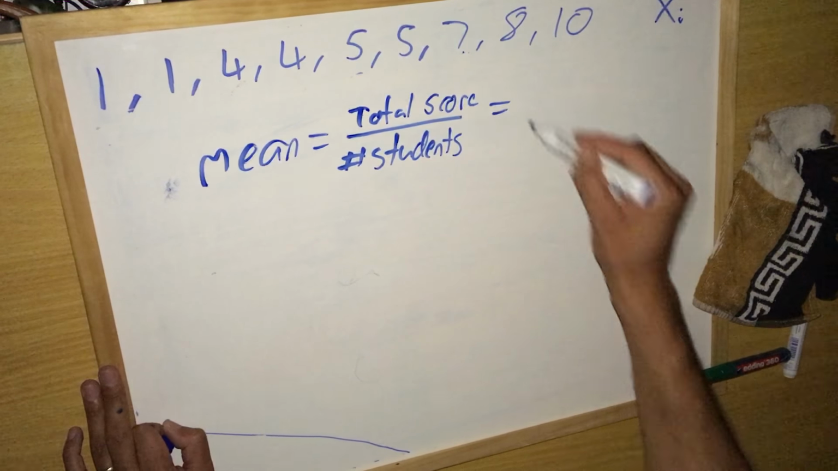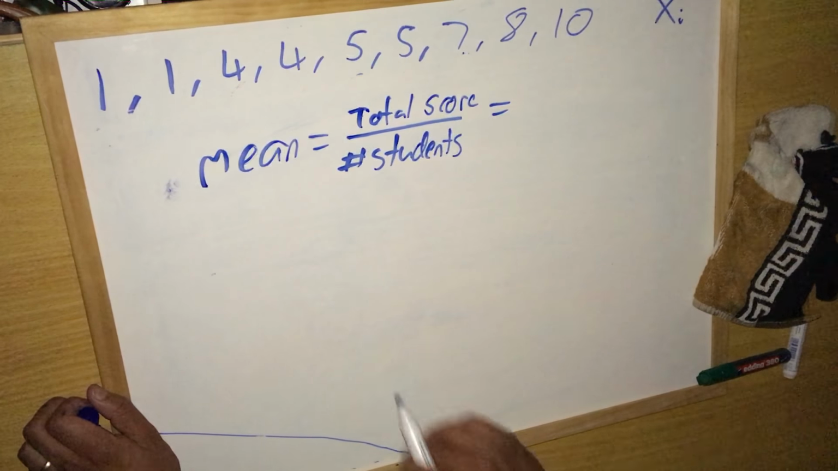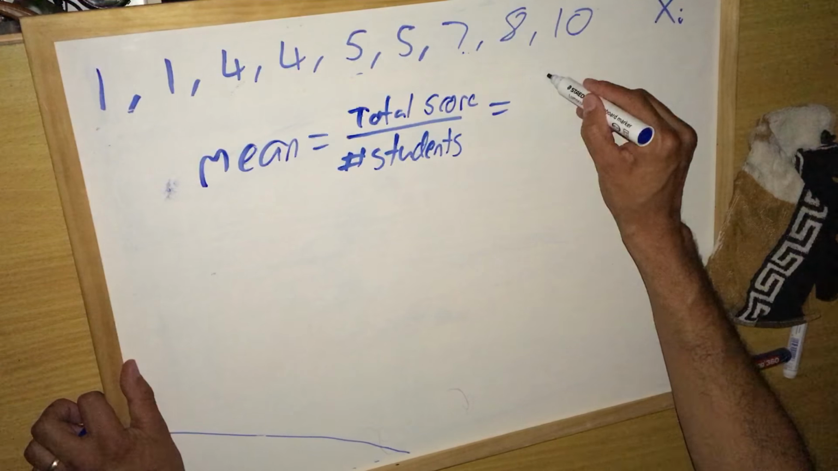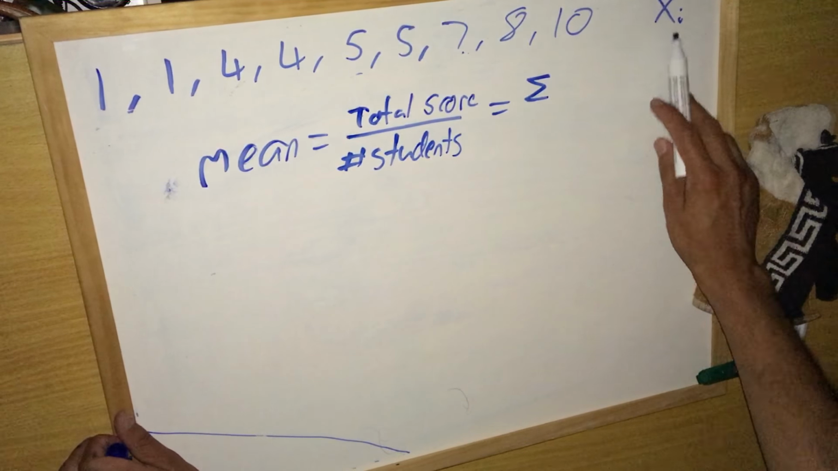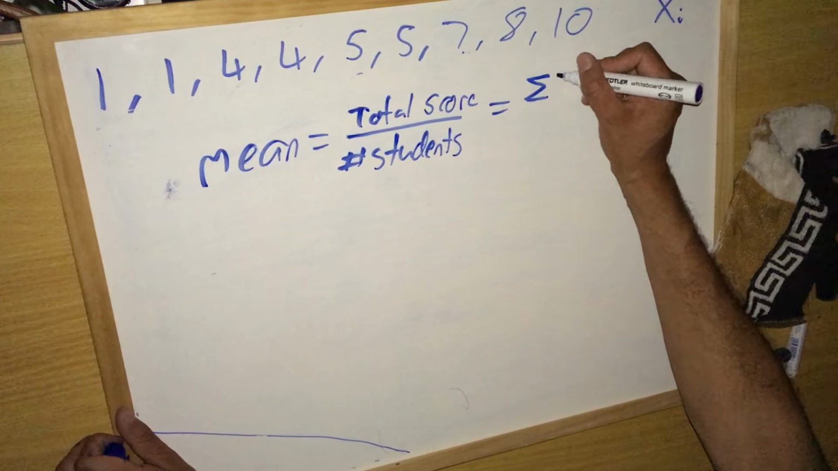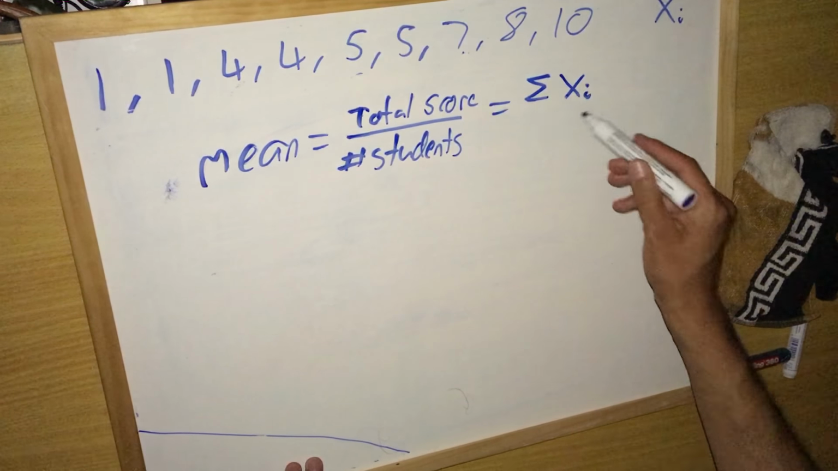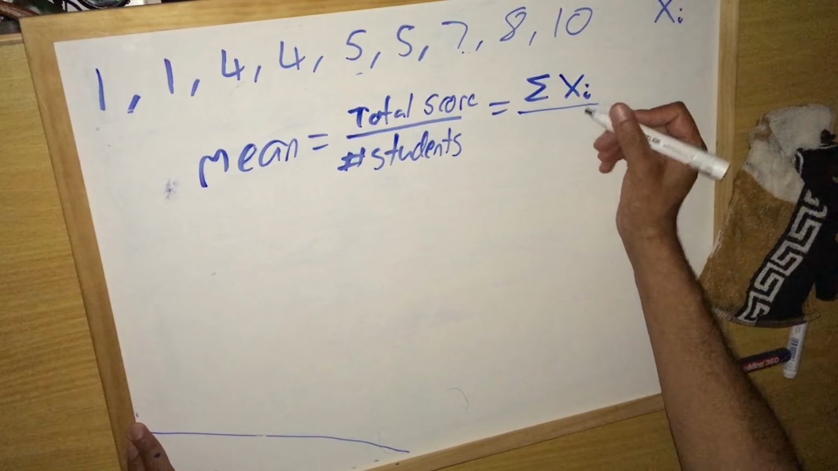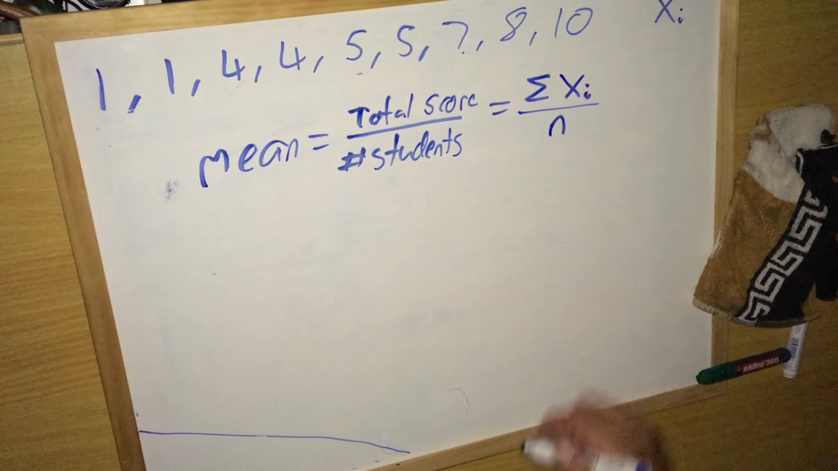So in math terms, the total score, well, we want to sum them all up together. Sum starts with the letter S, so we're going to use the Greek letter for S, which is sigma. So this just means sum, add them all together. And we've got to add up all of our Xi's, so X1 all the way up to X9. We're going to divide it by the total number of students. So here we say n. N just means the total number of students, n for number.